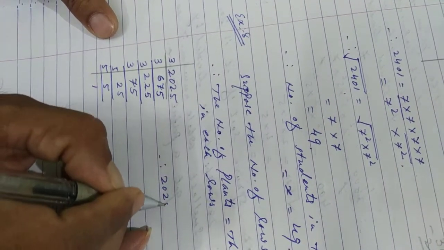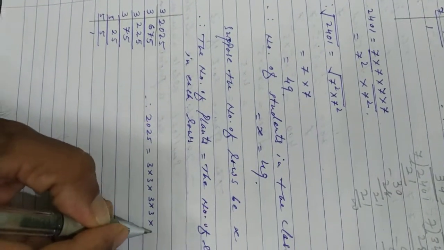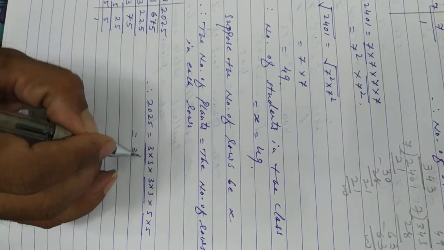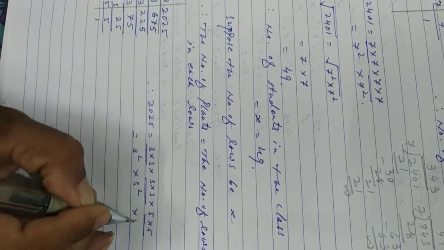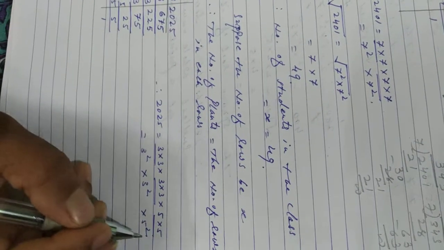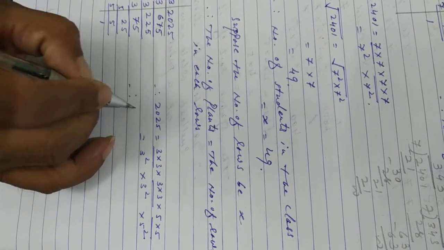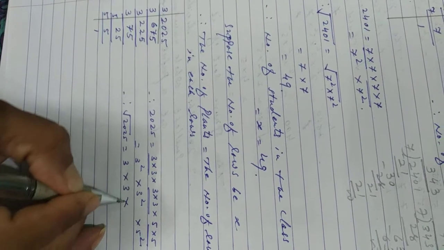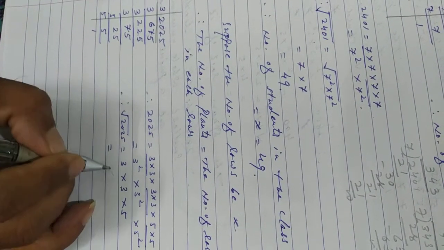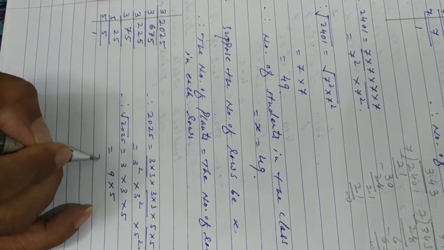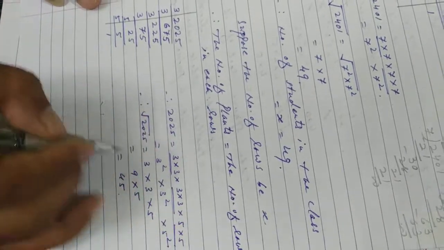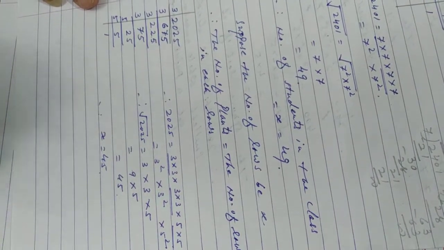Therefore 2025 is equal to 3 multiply 3 multiply 3 multiply 3 multiply 5 multiply 5. So it is equal to 3 square multiply 3 square multiply 5 square, right? Therefore the square root of 2025 is equal to 3 multiply 3 multiply 5. So 3 threes are 9 multiply 5. So 9 fives are 45. So therefore x is equal to, we can say, 45.